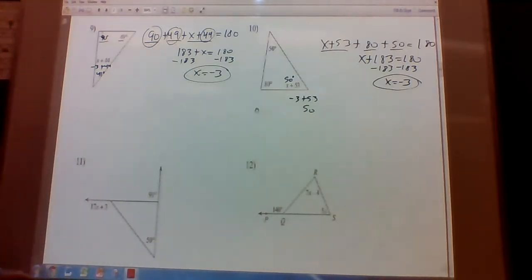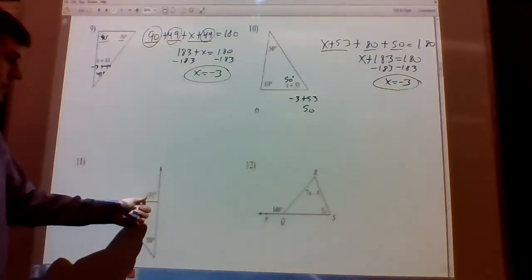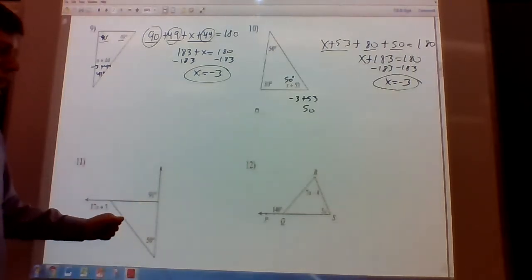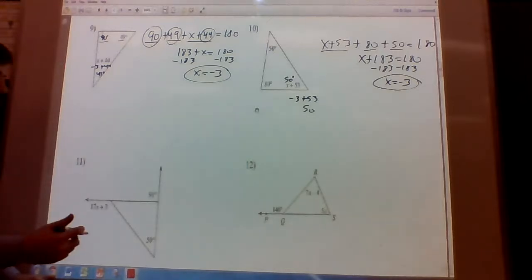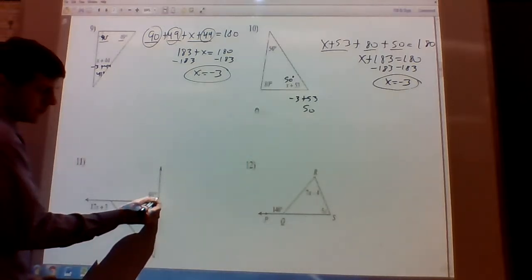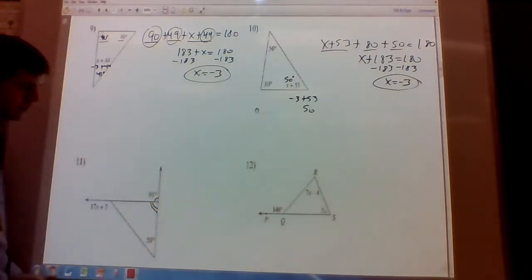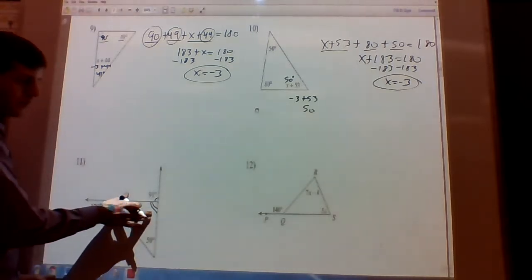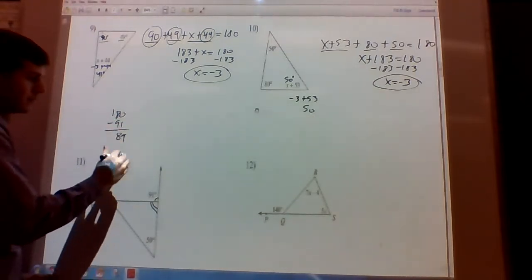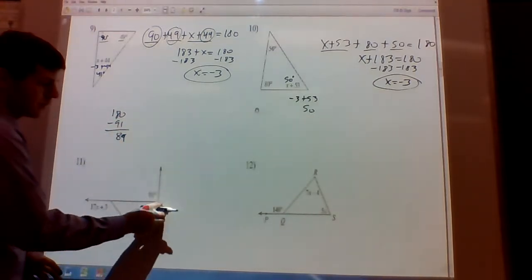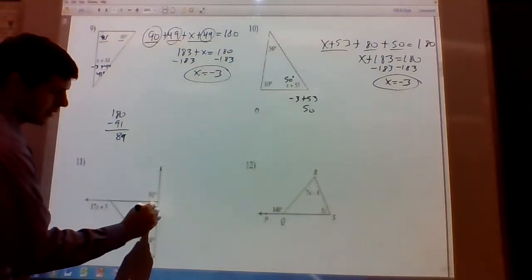Okay, number 11. Again, I know there's a lot of temptation just to say that these three pieces that they give us equal 180, but that's not going to be true. You have to look for what you do know and what you can find out based on what we have already talked about. We notice first we have a linear pair. Linear pairs add up to 180, so 180 minus 91 is 89. The measure of this angle right here is going to be 89 degrees.